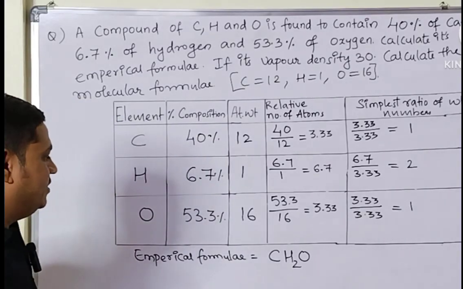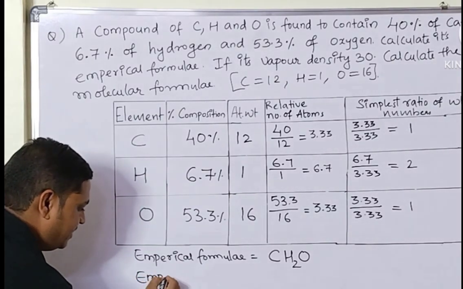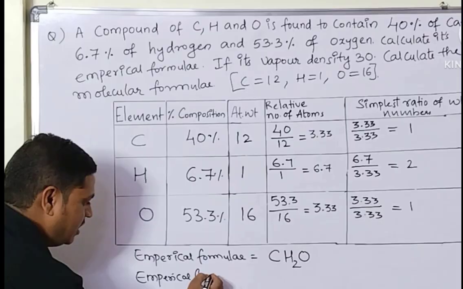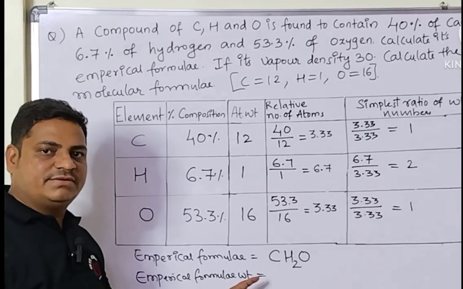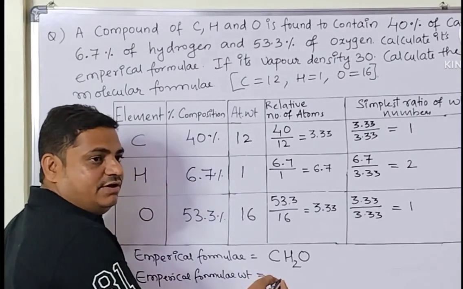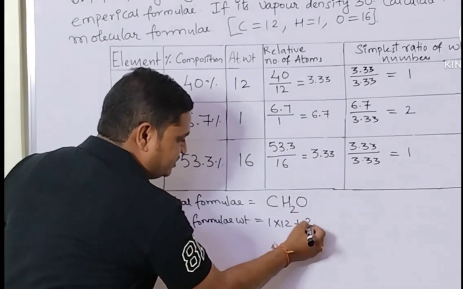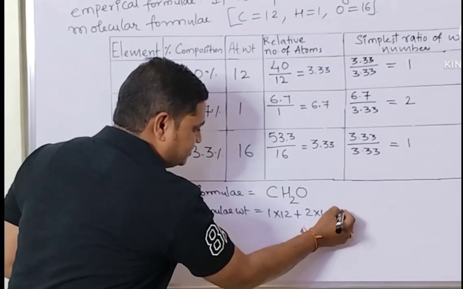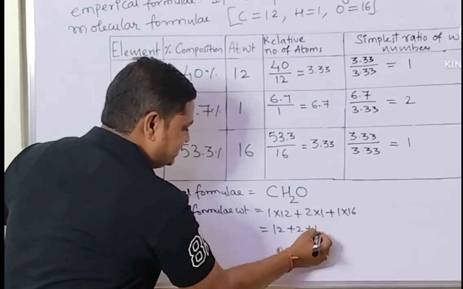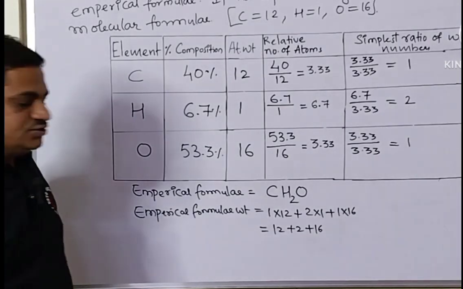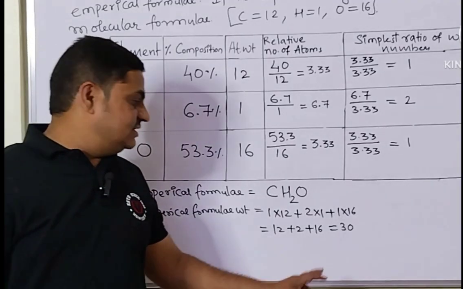Now I'm going to find out the empirical formula weight also. How many carbon atoms do we have? 1 carbon atom, right? So the atomic mass is 1 into 12 plus 2 hydrogen atoms, 2 into 1, plus 1 oxygen atom, that is 16. So 12 plus 2 plus 16, how much is it going to be? It is 30. So the empirical formula weight is 30 here.